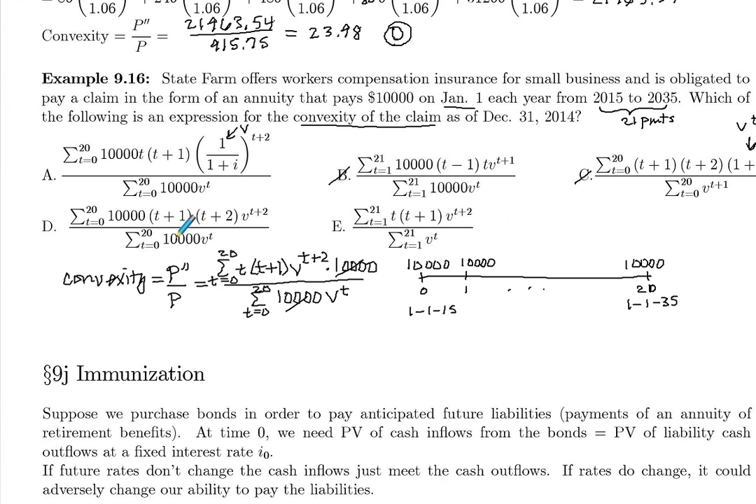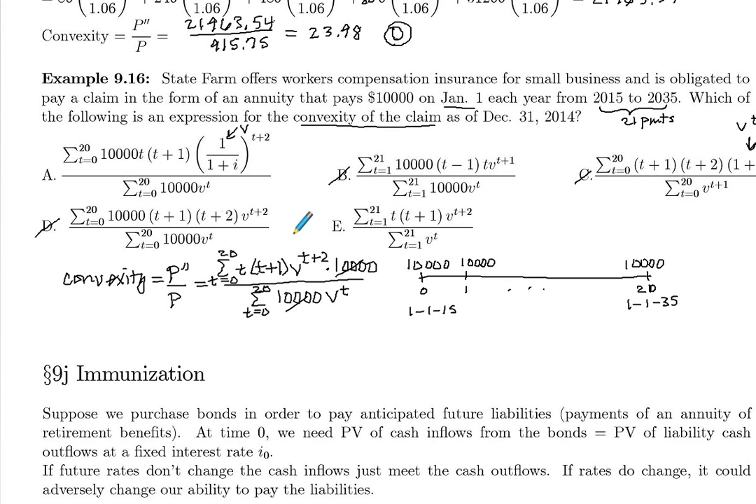And then here, t plus 1, t plus 2, v to the t plus 2. Well, notice here that we don't have the increasing pattern that we do down here. This is t plus 1, 1 more, t plus 2, 2 more. So this is t plus 1, 1 more, and then it doesn't go up by 2. So this numerator is not going to be a valid expression for p double prime.